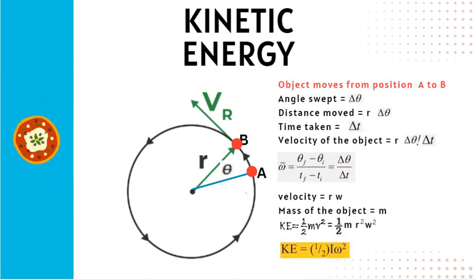The kinetic energy of the object moving along the circular path is calculated using the equation for kinetic energy for linear motion at any position. So kinetic energy equals half m v squared. But the velocity of the object can be expressed in terms of angular velocity as velocity equals radius times omega. Substituting the value, you will get kinetic energy equal to half I omega squared, where I is called the moment of inertia, which is equal to m r squared.